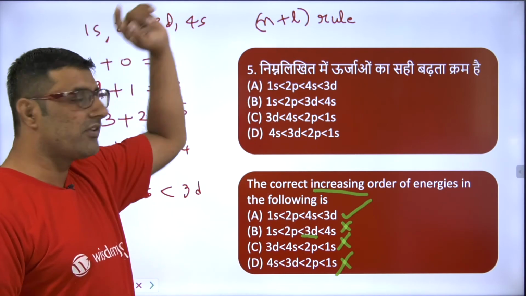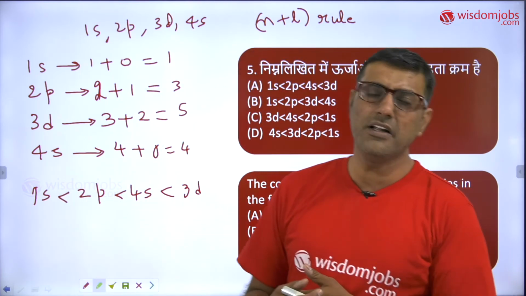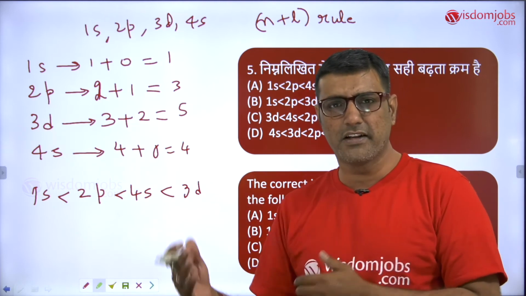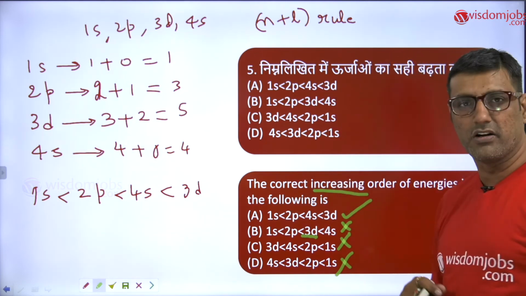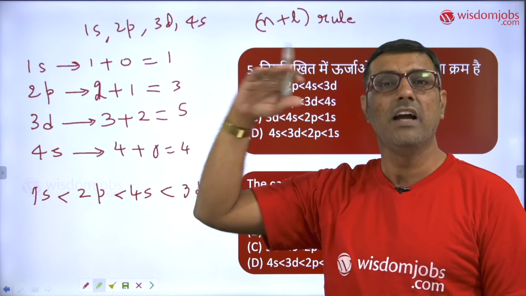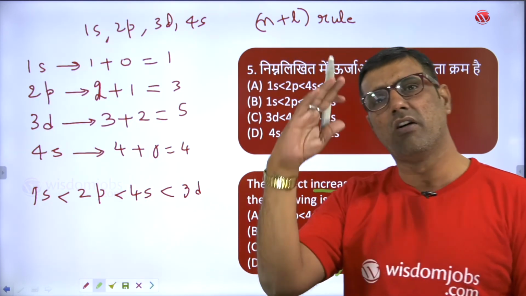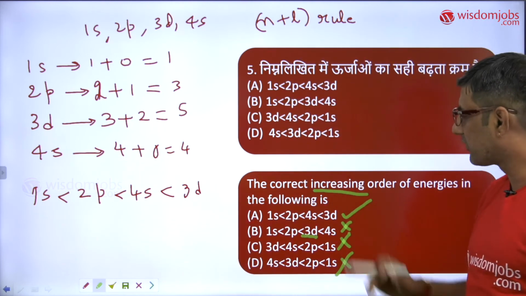So what is the basis for this calculation? It is the n plus l rule. So whenever 4 or 5 orbitals are given for you, and if they are asking you to write either the increasing order of energy or decreasing order of energy based on the keyword, start with the highest n plus l value orbital for a decreasing order, and start with the lowest n plus l value for an increasing order. That is a thumb rule for you. Okay, so obviously the correct option is A.